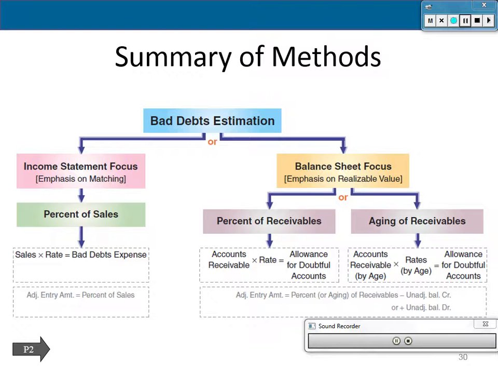So summary of methods. If we use percent of sales, it's only going to affect the income statement because we're talking about sales and bad debt expense, and that's the only thing that is on your income statement. If we're dealing with percent of receivables or aging, all of that deals with the balance sheet because we're dealing with allowance for doubtful, which goes on your balance sheet.